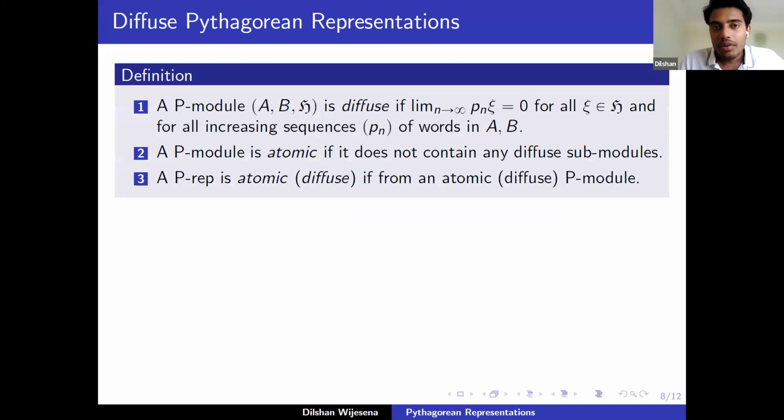So let me introduce just one more piece of terminology. Okay, so we say a P module is diffuse if we take any element in our Hilbert space, and if we continue to apply A and B to it in any order we want, that sequence goes to 0. Then we're going to say it's diffuse. Otherwise, we're going to call the P module atomic. So a Pythagorean representation is going to be atomic if it comes from an atomic P module, or diffuse if it comes from a diffuse P module.